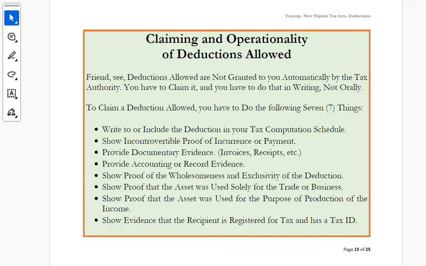You have to show proof that the asset was used solely for the trade or business. You have to show proof that the asset was used for the purpose of production of the income. Show evidence that the recipient is registered for tax and has a tax ID.